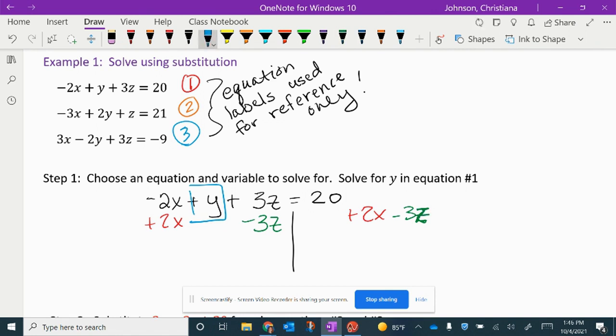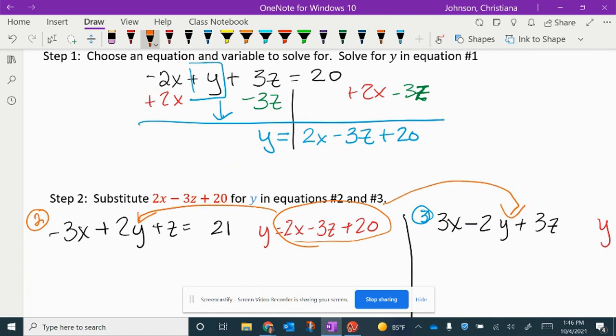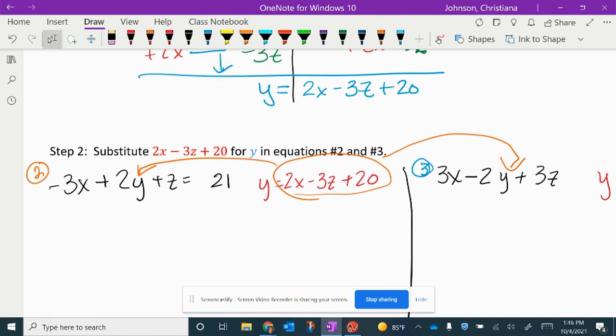So we bring down our y, and that is now equal to 2x minus 3z plus 20. And we can't add any of those numbers together because they all have different backings behind them. X, z, and 20 are not the same. So now we're going to take what we just found out y is, and we're going to replace it for y in both the second and the third equation. So we're going to do it twice.